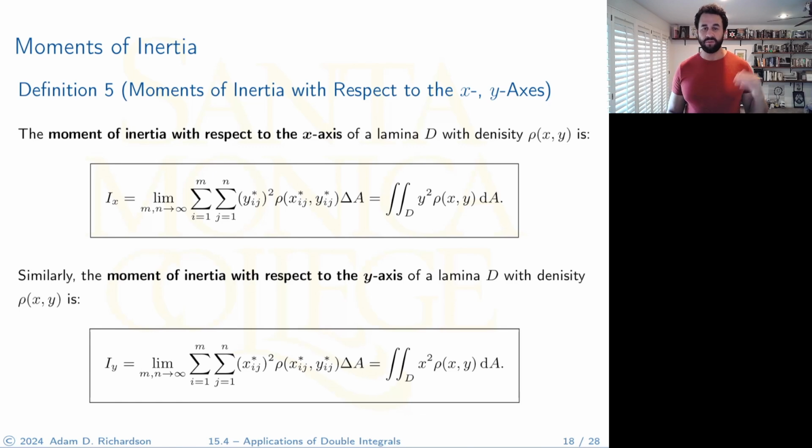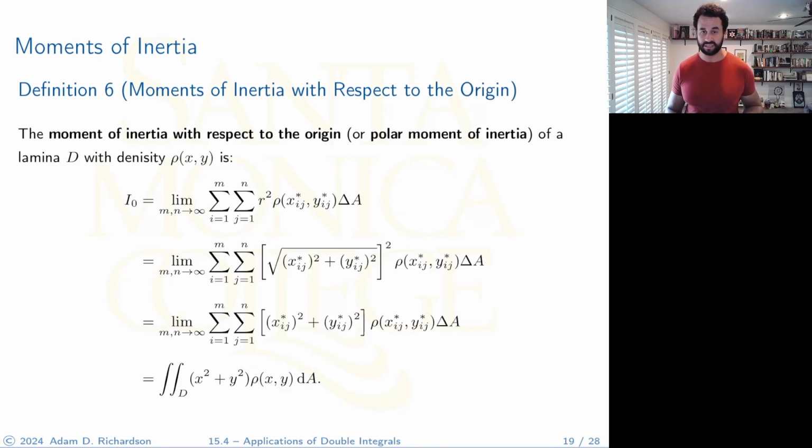So not only do we have a moment of inertia with respect to the x and y axes, we can also talk about the moment of inertia with respect to the origin, and that's what we're going to do next. So the moment of inertia with respect to the origin, or sometimes called the polar moment of inertia, is again constructed the same way, except now what you're going to do is take the distance to the origin. So the distance to the origin is just the square root of x squared plus y squared. But because we're doing the second moment, so r is the distance, right? We're doing the second moment, the square root and the square are going to cancel, and we're just left with this. There you go.